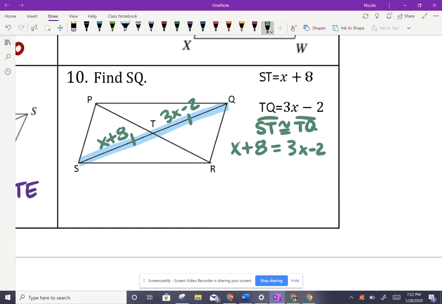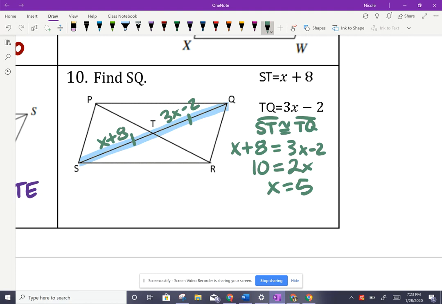Combine your like terms, shift things around. Move your 2 over and you get 10 equals 2x, divided by 2, and x is equal to 5. But am I finished? No, I still need to plug this back in.